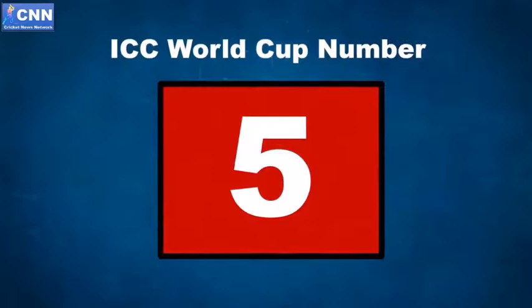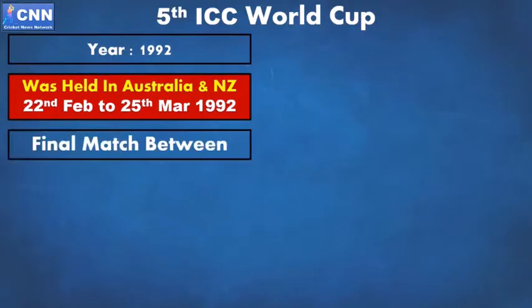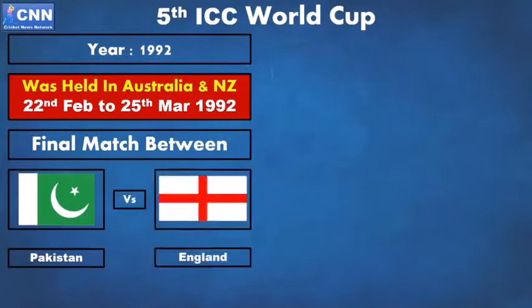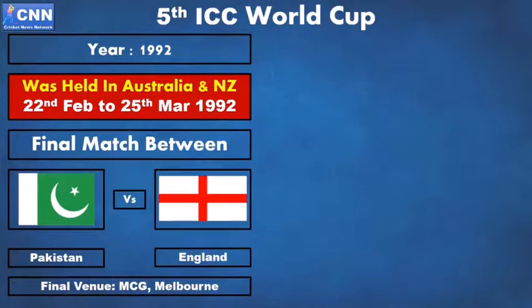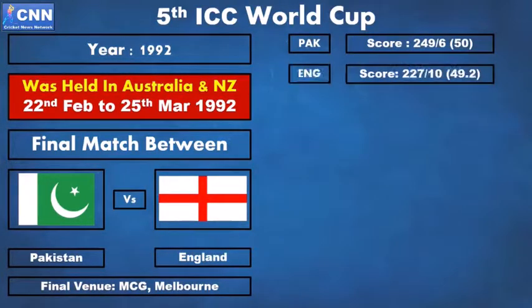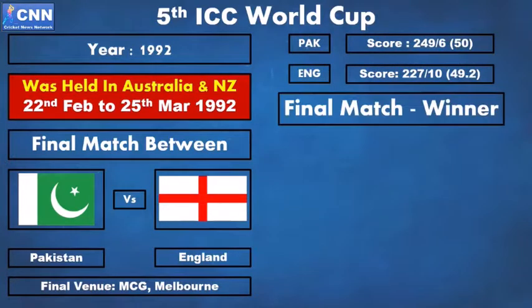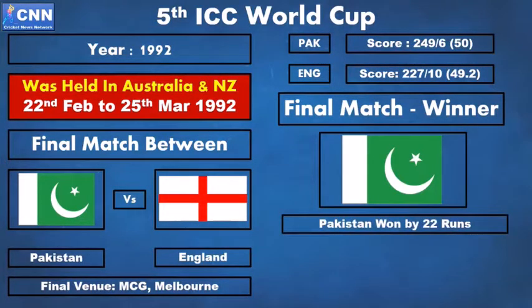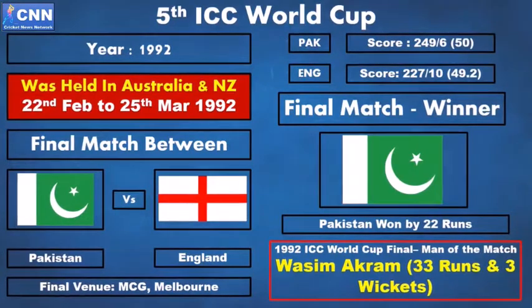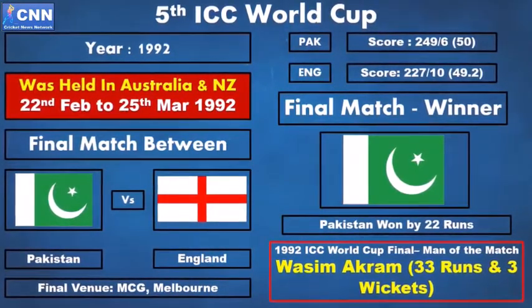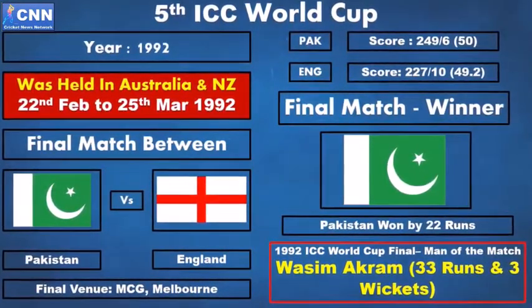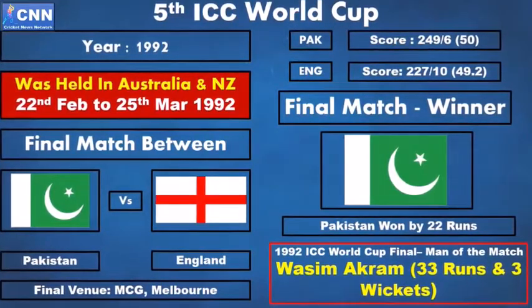ICC World Cup number 5. The 1992 Cricket World Cup was the fifth edition of the Cricket World Cup, organised by the International Cricket Council. It was held in Australia and New Zealand from 22 February to March 25, 1992, and finished with Pakistan beating England by 22 runs in the final to become the World Cup champions for the first time.